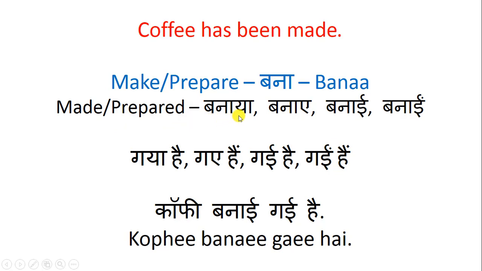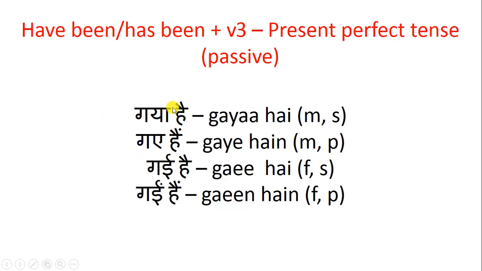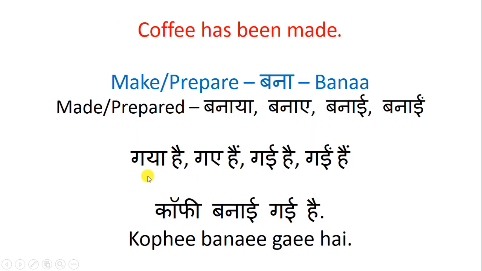Banaya for masculine singular. Banaye for masculine plural. Banayi for feminine singular. And banayi for feminine plural. And then we have our words or suffixes from here. Okay. Gaya hai, gaye hai, gayi hai, and gayi hai.